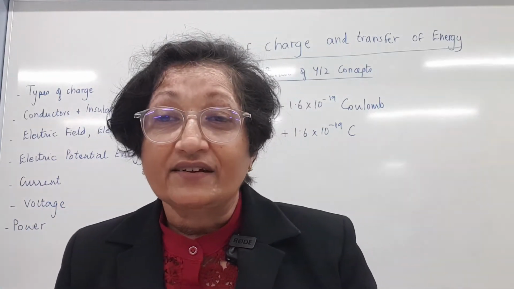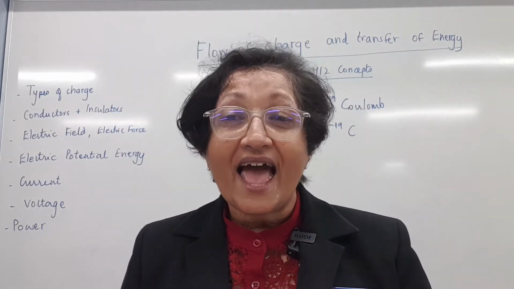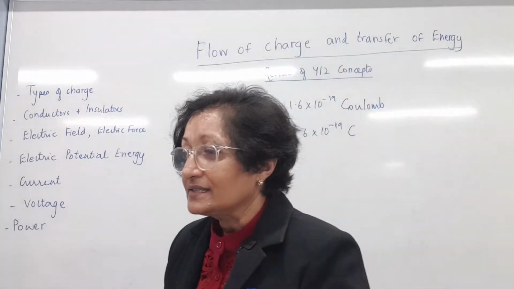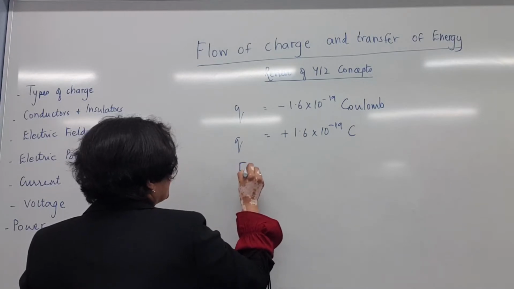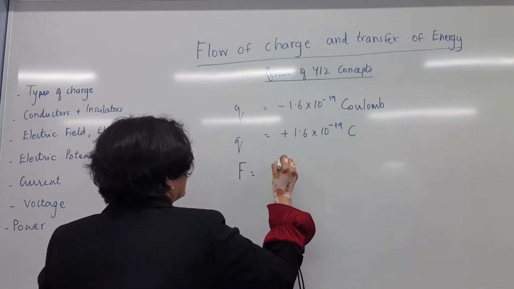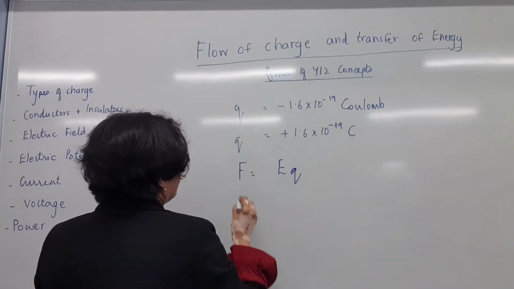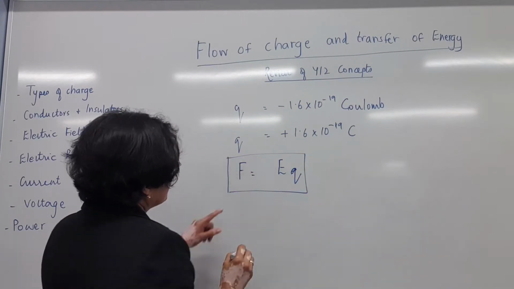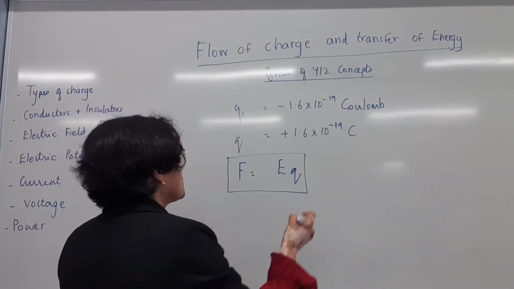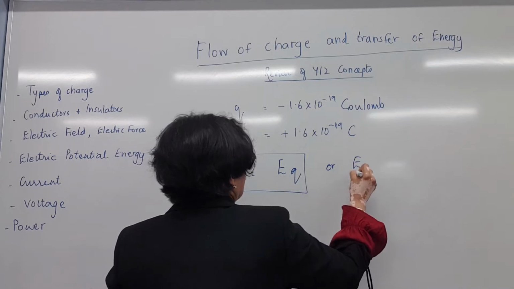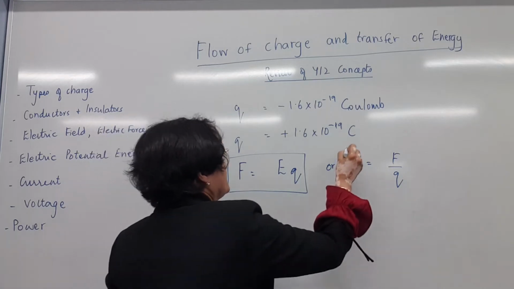Now there is a relationship between the electric field strength, the electric force, and the size of the charge. The size of the force experienced by a charge depends on the electric field strength as well as the charge itself. This is an electric force: F equals E Q. The F stands for electric force, E stands for electric field strength, and Q is charge. You can also rearrange this equation and say that electric field strength is equal to F over Q.